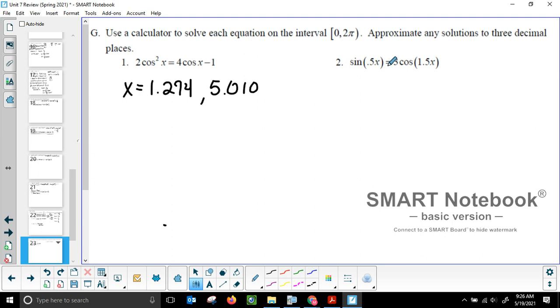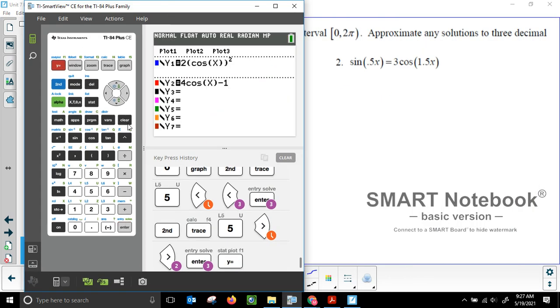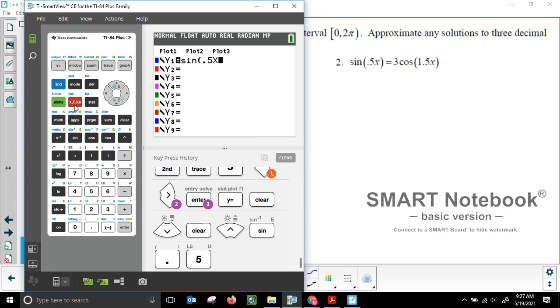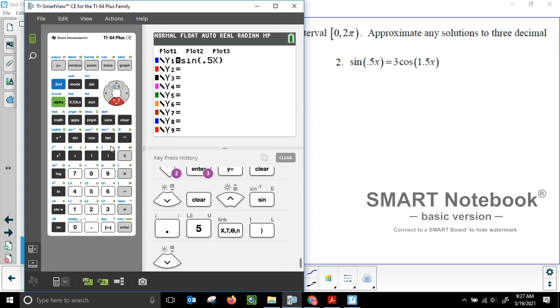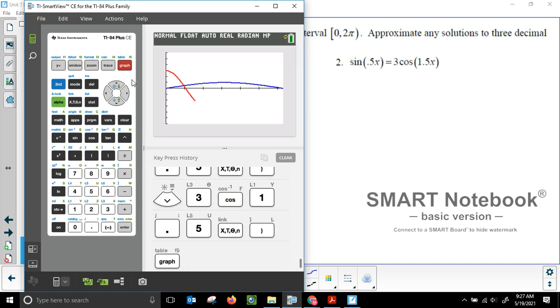All right, so we can also go ahead and do this other one over here. Do it the same way. All right, go to our y equals. We can say sine of 0.5x in y1 and 3 times cosine of 1.5x. No squareds there, we like that. All right, so we can go ahead and graph this again. All right, now we're going to have 1, 2, 3 points of intersection.